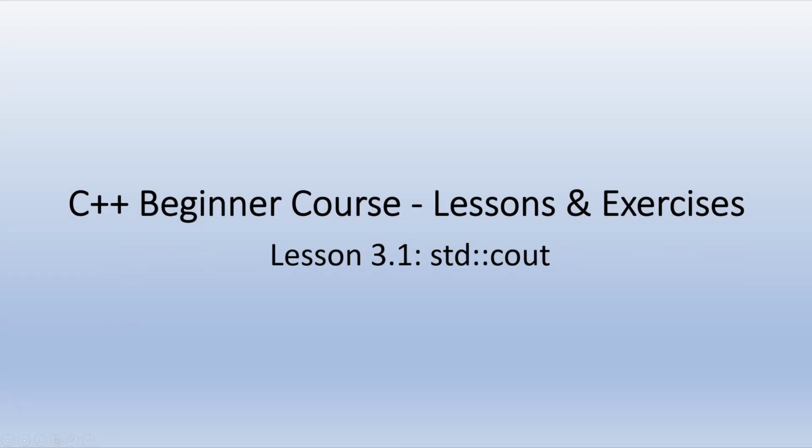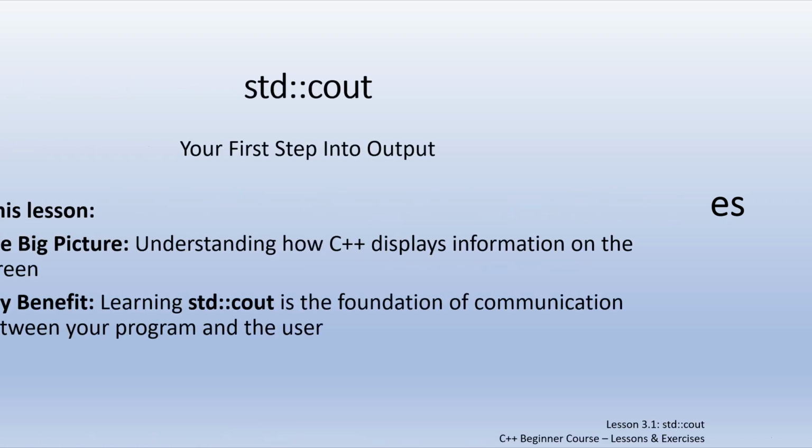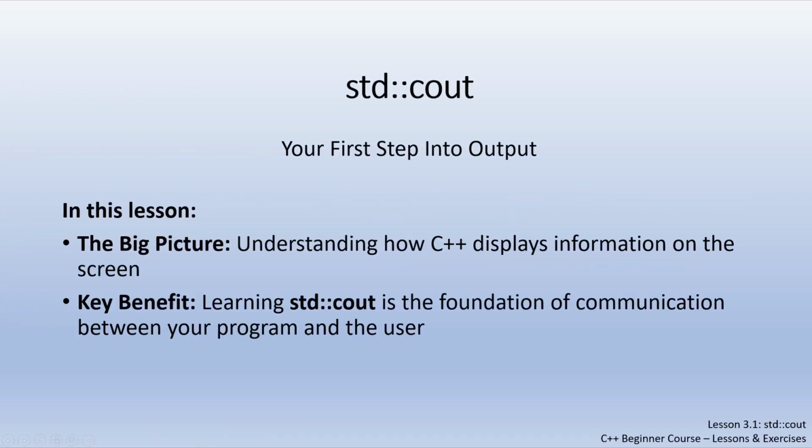C++ Beginner Course, Lesson 3.1, std::cout. Today we're taking our very first step into interacting with the computer through output. std::cout is how C++ displays information on the screen: messages, numbers, results, anything you want the user to see. Understanding how output works now will make your C++ journey much smoother and prepare you for writing real interactive programs.